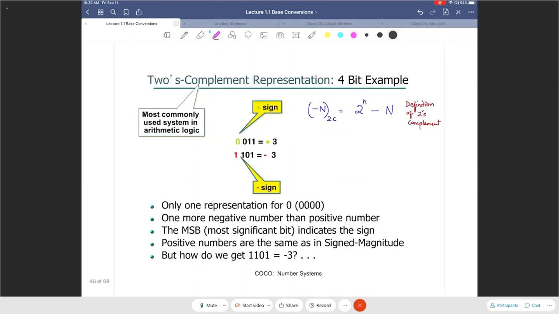Now for 2's complement representation, again, because it's a signed representation, we need to worry about how many bits we are going to have to represent those numbers. So here we are taking a look at a 4-bit example, and we are representing +3 and -3 using 4 bits in 2's complement representation. This is the most commonly used form of representing signed numbers to perform arithmetic.